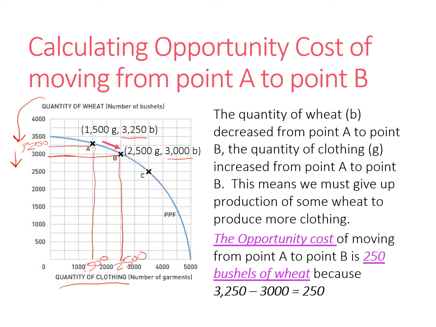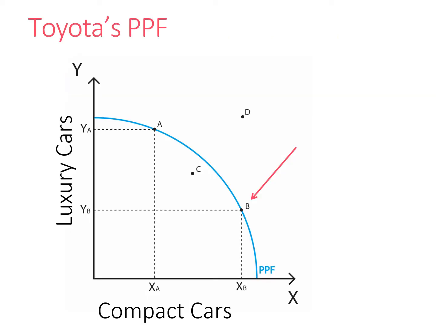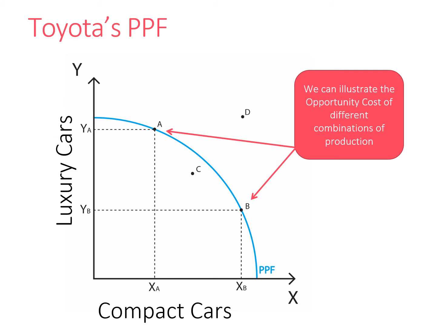So the opportunity cost of moving from point A to point B is 250 bushels of wheat, because 3,250 minus 3,000 is 250. And we always express opportunity cost in terms of the thing that got smaller. So the thing that got smaller here was wheat, and so that's why we say the opportunity cost is 250 bushels of wheat.